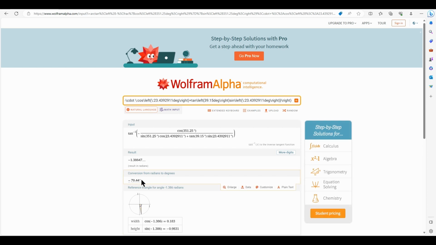The output here is this guy here. Conversion from radians to degrees. Because this is radians, minus 1.386. And this is what we want. This is the good number for us. So minus 79.44. And now, take a look at that.